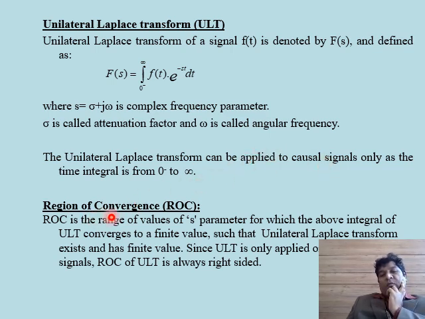Now again the ROC is the range of the values of s for which this unilateral Laplace transform will converge, or will be less than infinity. So it must be a finite value. Such a range of the s values is called ROC. Now this ROC of the ULT will be right-handed, meaning it will always be like the real part of s greater than some number. Okay.